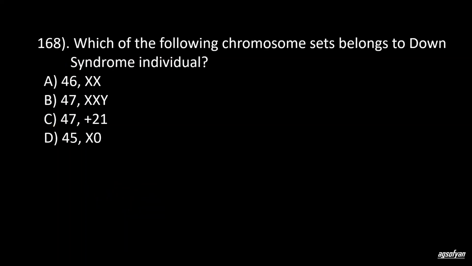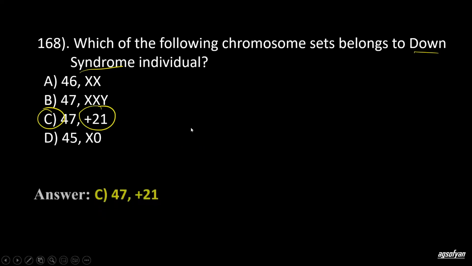Which of the following chromosome sets belong to Down syndrome individual? 46XX, 47XXY, 47 plus 21, 45X0. So Down syndrome actually has an extra chromosome in pair number 21. So this should be the set of chromosomes for an individual with Down syndrome, 47 plus 21.